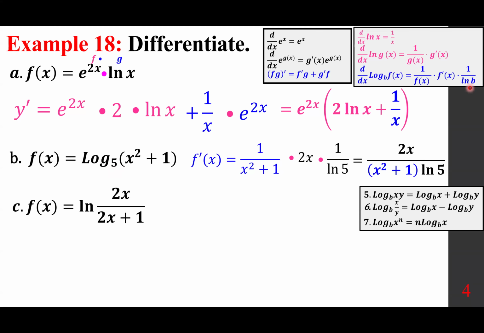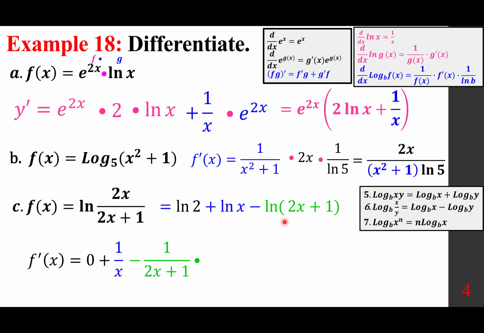What about this one? The best course of action would be to decompose. And it's ln of the top minus ln of the bottom. Ln of the top is ln 2 plus ln x. It itself is a product. So this just uses the product rule, and this uses the quotient rule. So ln 2 is a number, 0, ln x is 1 over x, minus 1 over 2x plus 1 times 2. As you can see, we are done with calculus.